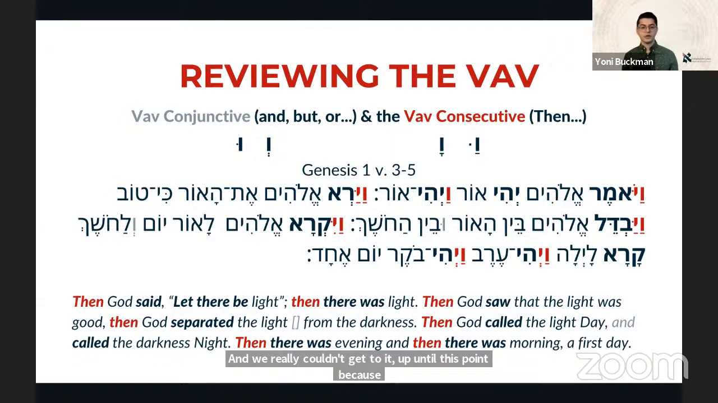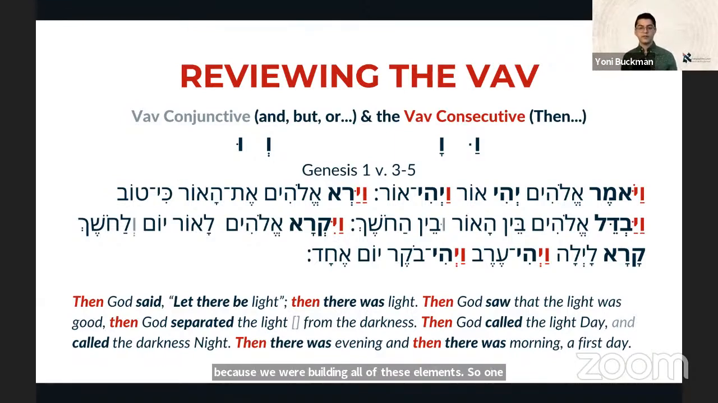And we really couldn't get to it up until this point because we were building all of these elements. So one of the things that we're going to talk about, even just in reviewing the Vav, is identifying this dagesh chazak, this dot that is in letters that you might not always expect them to be in. And that's also going to play a role. Understanding that dagesh is an important part in understanding and recognizing certain binyanim.